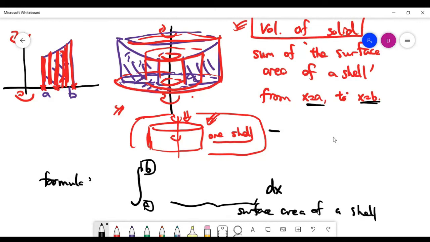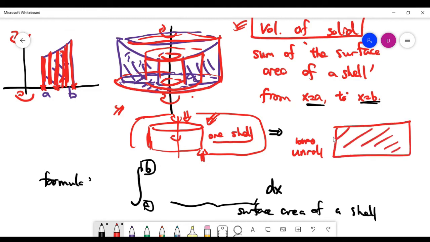And please recall the formula for the surface area of this shell. The fact is that if you unroll this kind of shell, you are getting a rectangular shaped paper like this. And please think about the length. The area, which is basically the surface area of this shell, is the same as, of course, base times height.